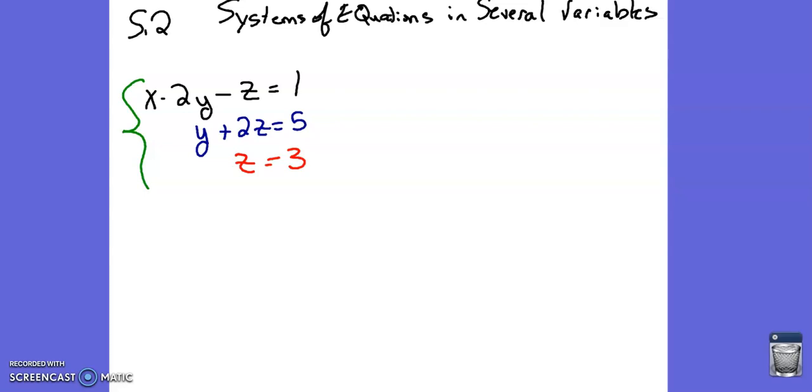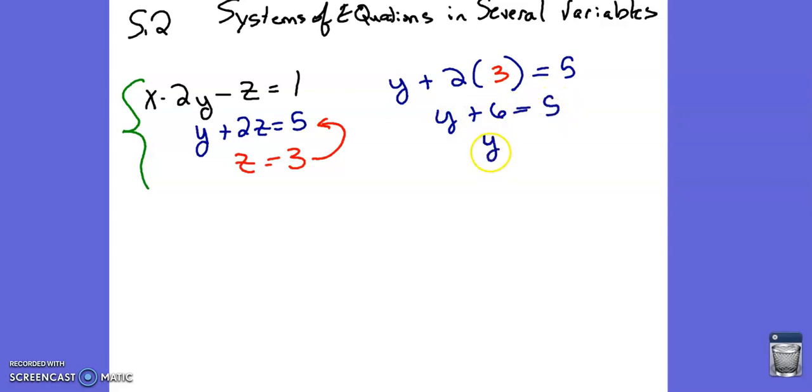So if z equals 3, we're going to literally put z into this equation. So we have the blue equation, y plus 2z equals 5, and we're substituting in 3 right there. So that becomes y plus 6, so y equals -1. Now we know z, and now we know y.